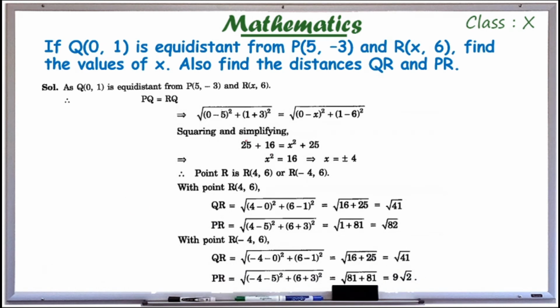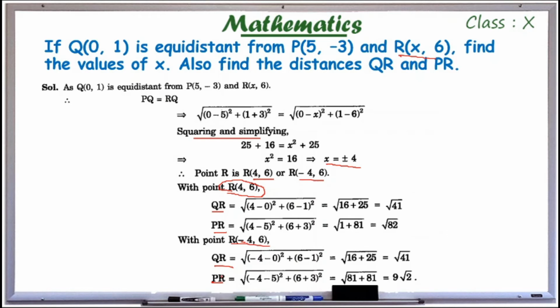So in this answer, when we square and simplify, we get x is equal to plus or minus 4. So R can have two values, 4 6 or minus 4 6. For the point 4 6, I have to find QR and PR using the distance formula, and also for minus 4 6 you have to find QR and PR.